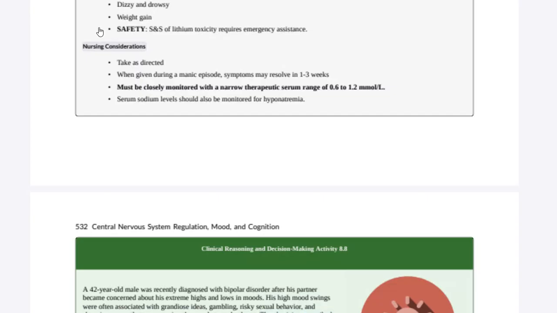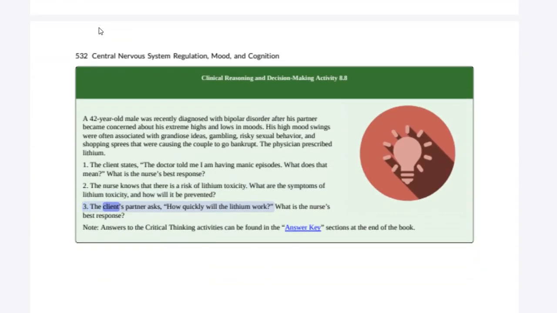1. The client states, "The doctor told me I am having manic episodes. What does that mean?" What is the nurse's best response? 2. The nurse knows that there is a risk of lithium toxicity. What are the symptoms of lithium toxicity and how will it be prevented? 3. The client's partner asks, "How quickly will the lithium work?" What is the nurse's best response? Note, answers to the critical thinking activities can be found in the answer key sections at the end of the book.